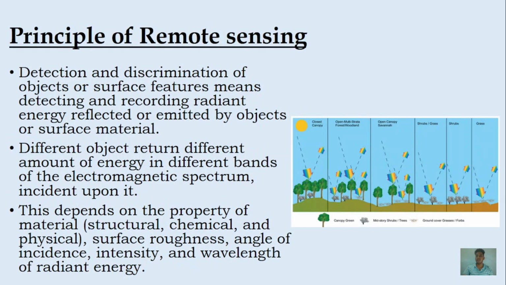Principle of remote sensing. Detection and discrimination of objects or surface features means detecting and recording radiant energy reflected or emitted by objects or surface material. Different objects return different amounts of energy in different bands of the electromagnetic spectrum incident upon it. This depends on the property of material, surface roughness, angle of incidence, intensity, and wavelength of radiant energy.